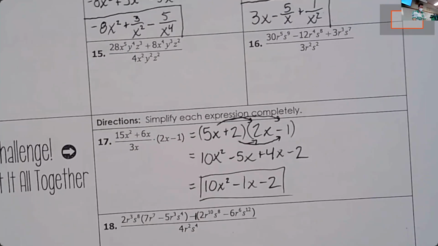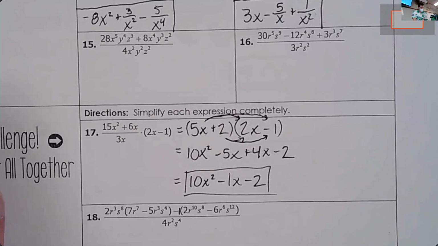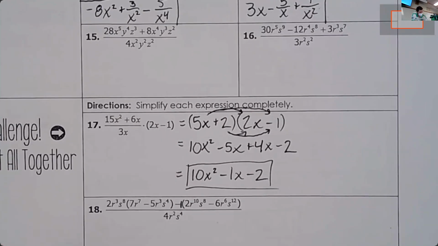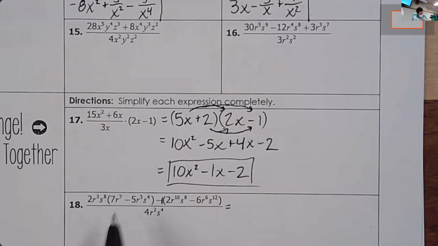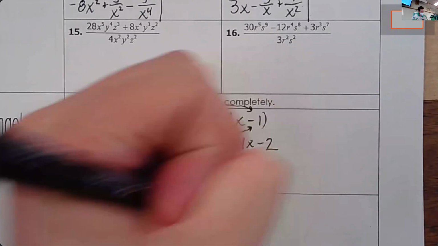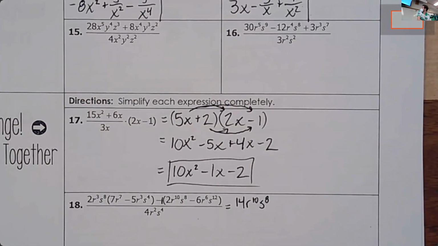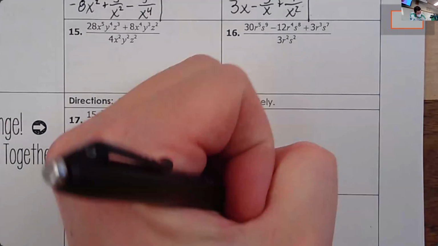So see if I can fit this in here. So let's see, I'll try to squeeze this into the right. We're going to have 2 times 7, that's 14. And then r to the third times r to the 7th, add the exponents, that'd be r to the 10th. And then s to the 8th is just going to be added to the end of that. And then we're going to multiply 2 times negative 5, which is going to be negative 10, so minus 10.